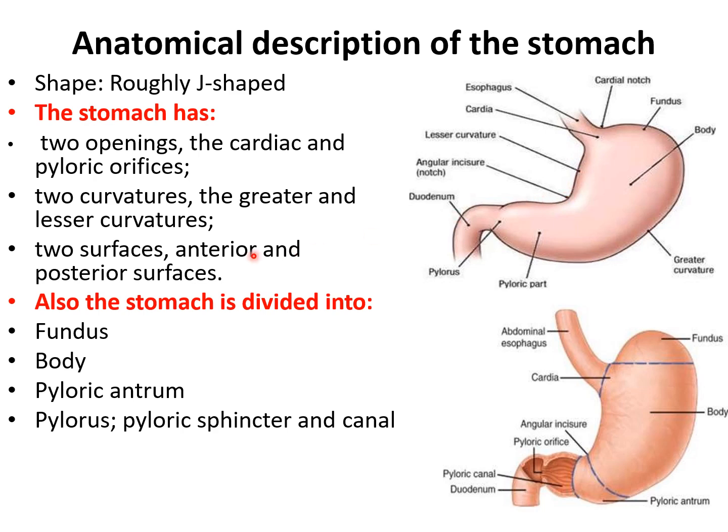It has two surfaces, anterior and posterior. This is the anterior surface and the back side is the posterior surface. Also, the stomach is divided into fundus, body, pyloric antrum and pylorus. This is the fundus, here is the body, this is the pyloric antrum and this is the pylorus.